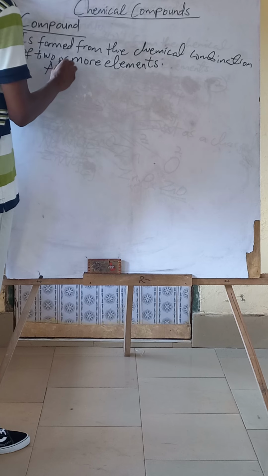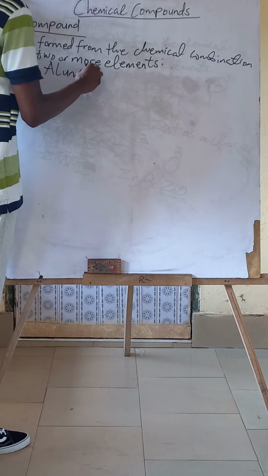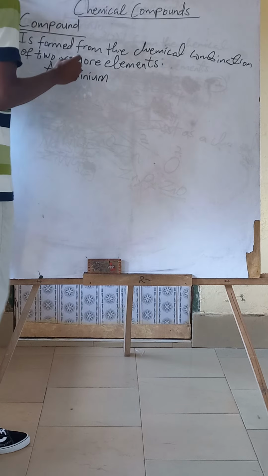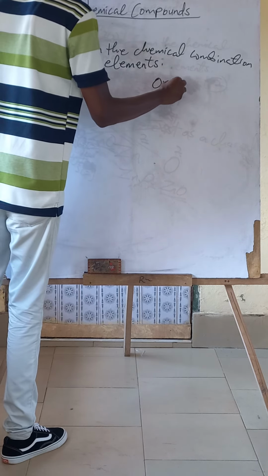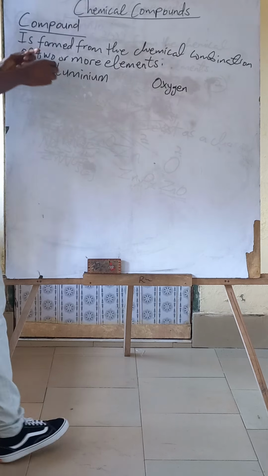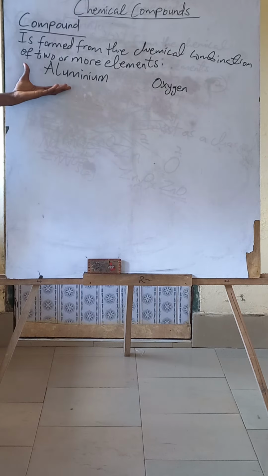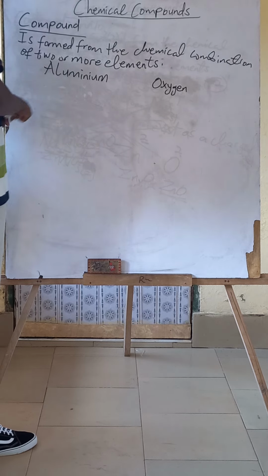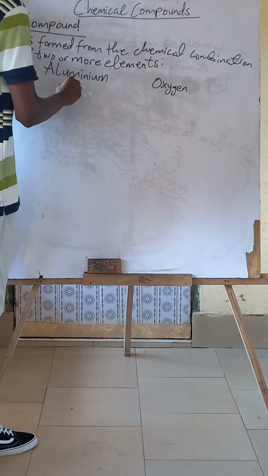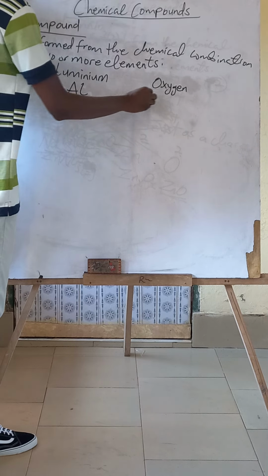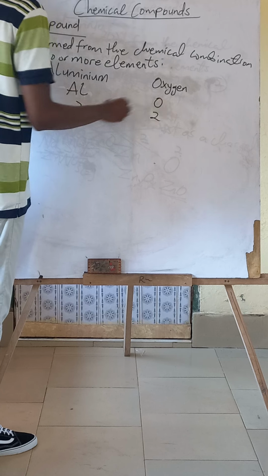I have aluminium and I have, let's say, oxygen. So how do I form a binary compound from these two elements? If you want to form a compound, know the valency of each of the elements. So you have to know the valency of aluminium, and the valency is 3. This is the symbol for aluminium. Its valency is 3. The valency of oxygen is 2.